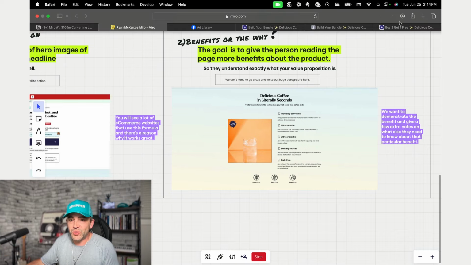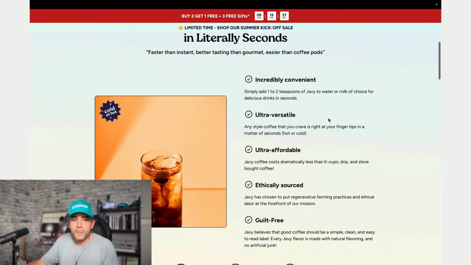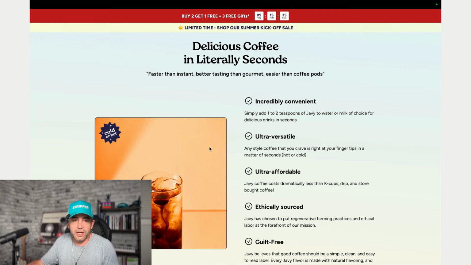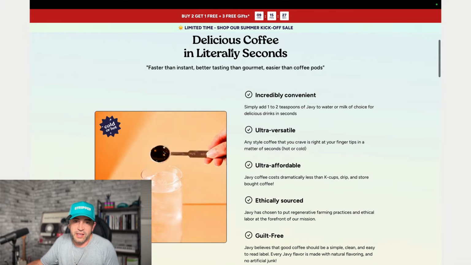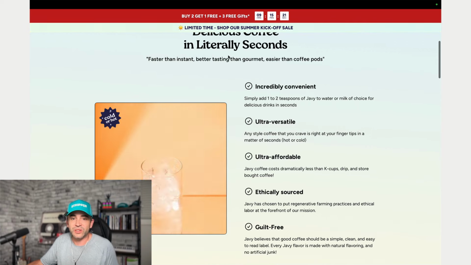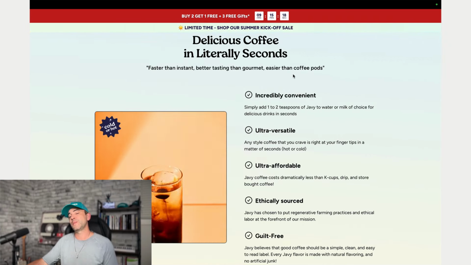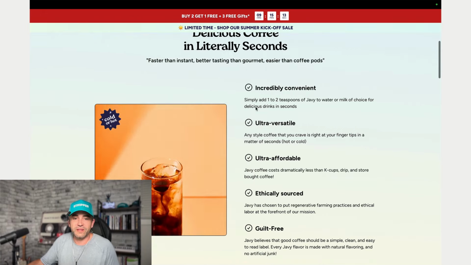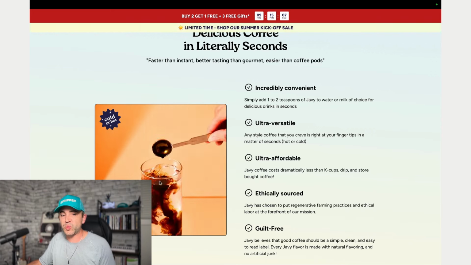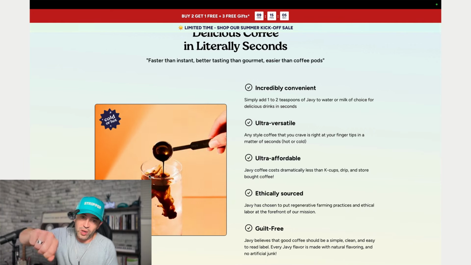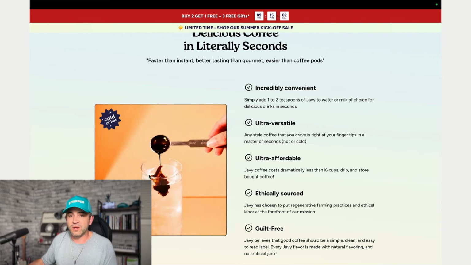Let me show you what Javi's page looks like. So Javi's page is super interesting. It took a second to load. Javi's page is super interesting here. They go back to leaning more into benefits. So delicious coffee in literally seconds, faster than instant, better tasting than gourmet, and easier than coffee pods. So not only are they telling you benefits, they're kind of giving you ammunition for the kitchen table logic of the parent. What's cool here is they're killing two birds with one stone because they're literally showing you put the product into the cup and how easy it is to make the coffee.